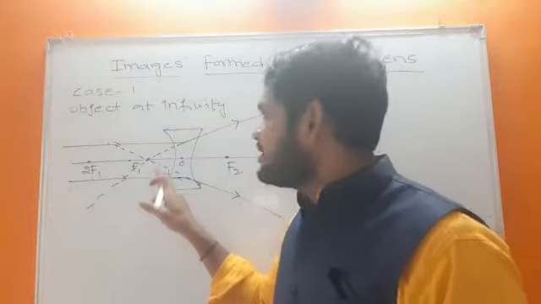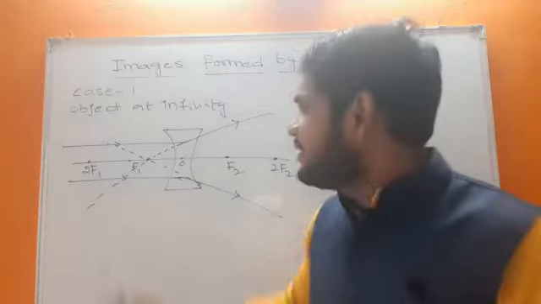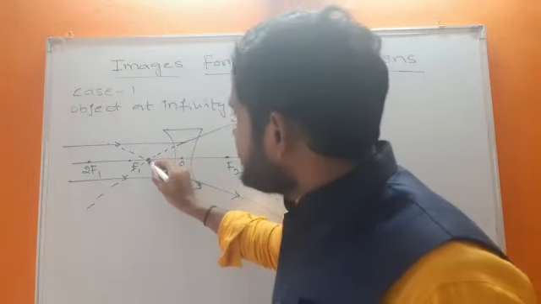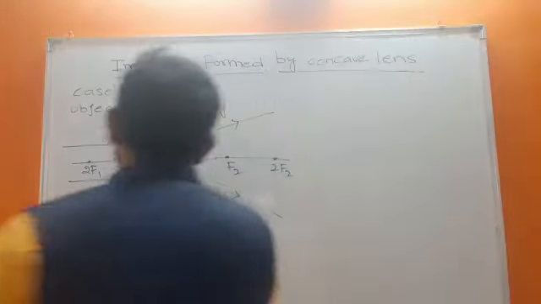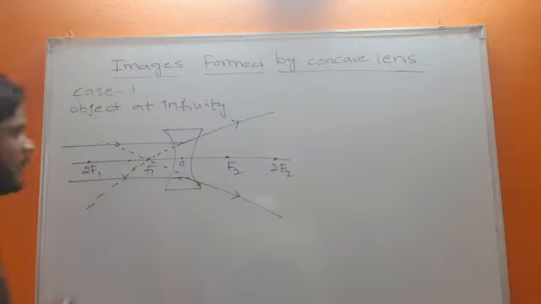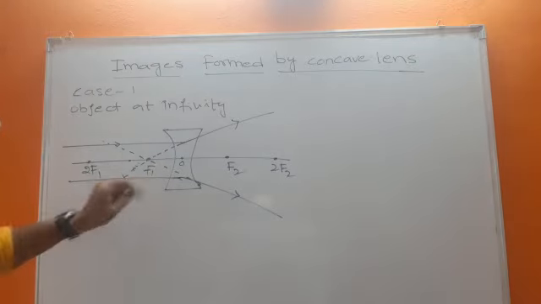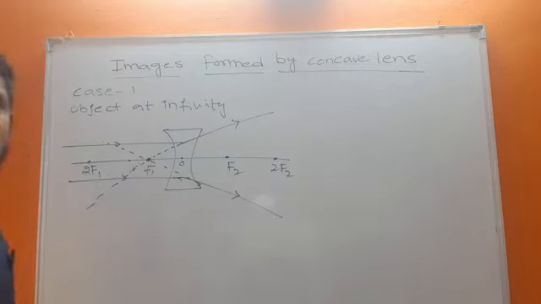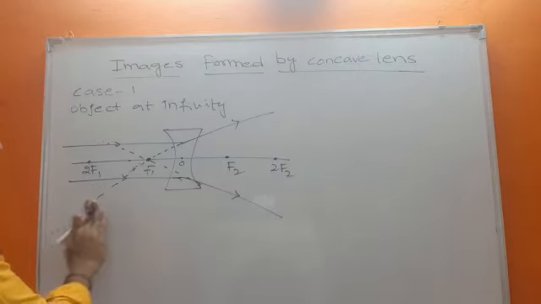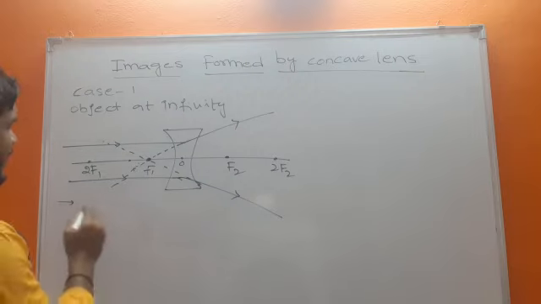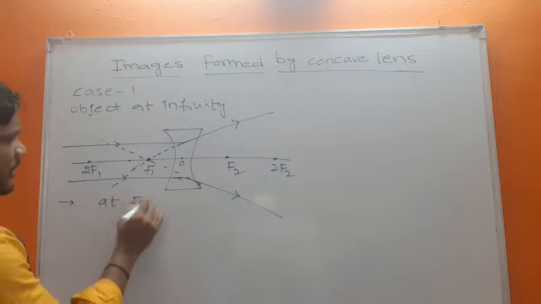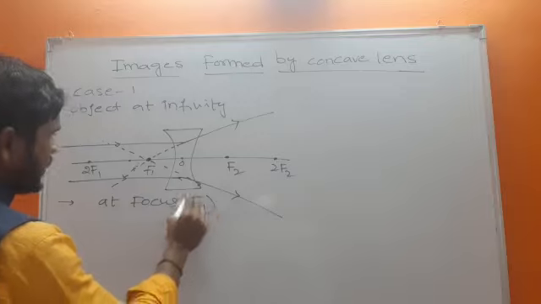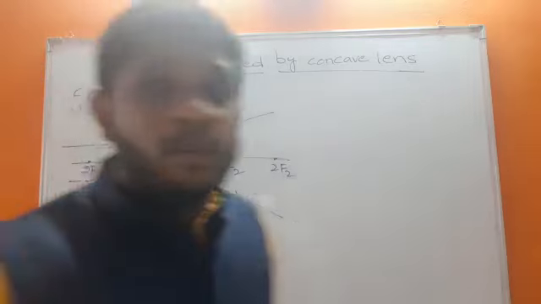Through the concave lens, here we can see that the point where the two extended refracted rays meet is the position of the image. The point where the two imaginary rays meet is called the focus. That gives us the position of the image. So let us write the characteristics of the image. The position of the image is at the focus, or F1.